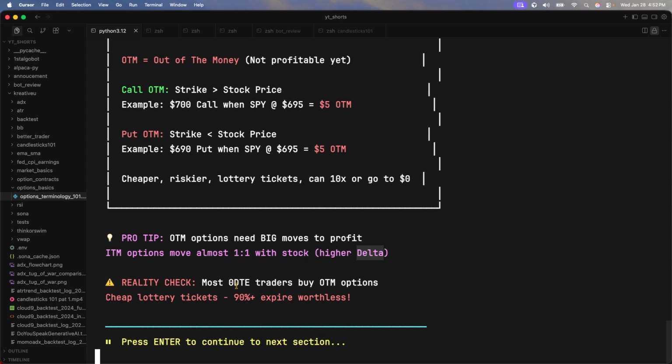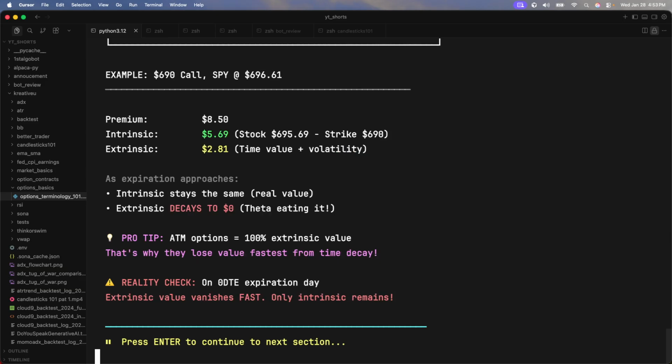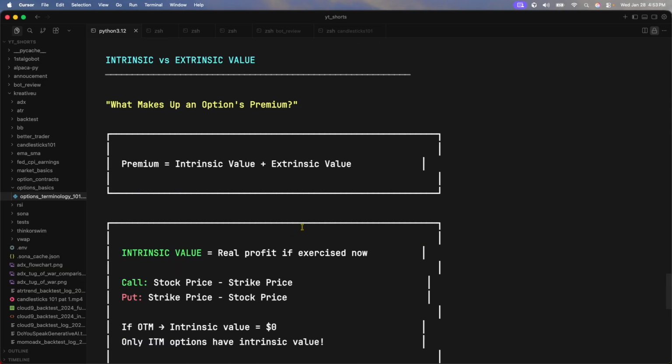So reality check: most 0DTE traders buy OTM options, cheaper lottery tickets, and 90% of them expire worthless. So before we had a stat that 75% of all option contracts expire worthless. Now, if you buy OTM, that is 90% of them. So of the 75%, 90% of them are OTM. Oh, that's crazy. You actually do the numbers.